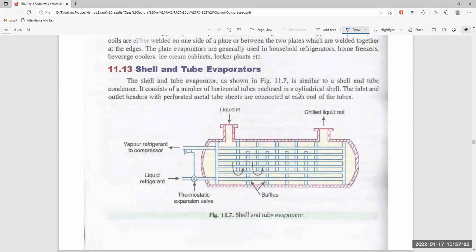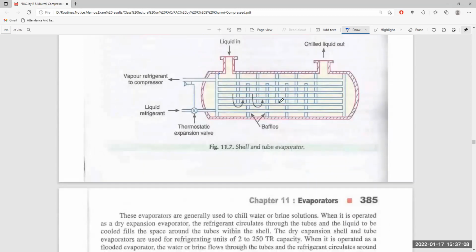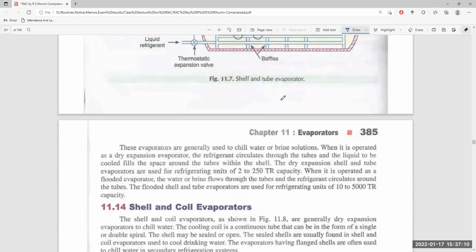The inlet and outlet headers are perforated with metal sheet contacting each end of the tube. These evaporators are generally used for chilled water or brine solution.